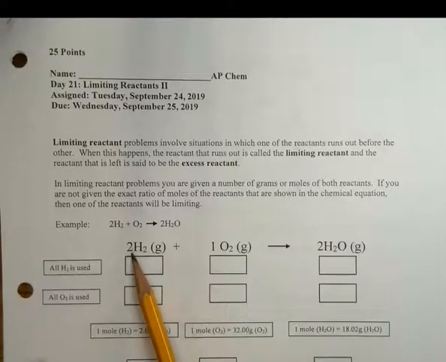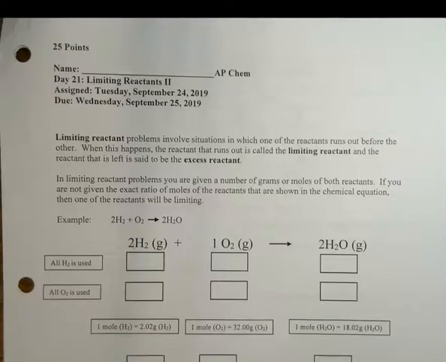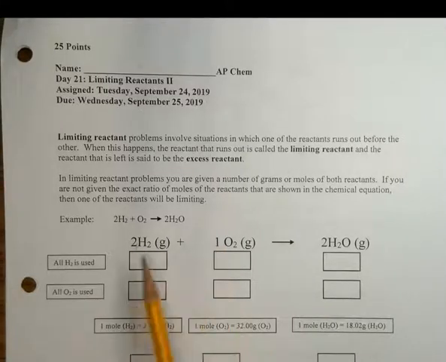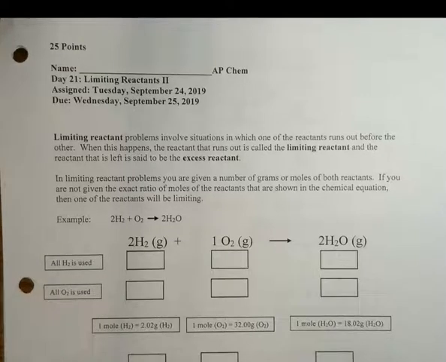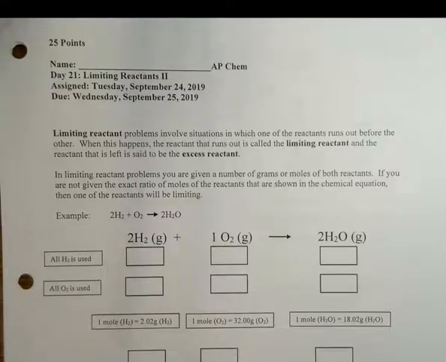But what if it wasn't 2-to-1? What if it was 3 moles of hydrogen for 1 mole of oxygen? Then it turns out that the oxygen would run out before I had used up all of my hydrogen. And typically that's the way it is in the real world. You don't have exactly this ratio, 2-to-1 of this or of anything else that you're doing. So in limiting reactant problems, you are given a number of grams or moles of both reactants. If you're not given the exact ratio of moles of the reactants that are shown in the chemical equation, then one of the reactants will be limiting. It's going to run out first.